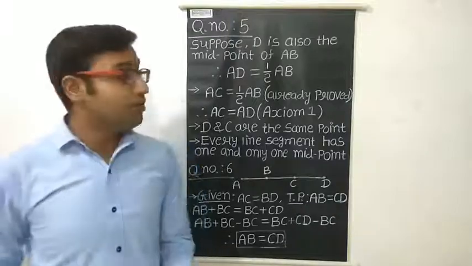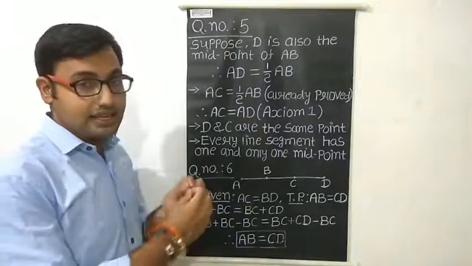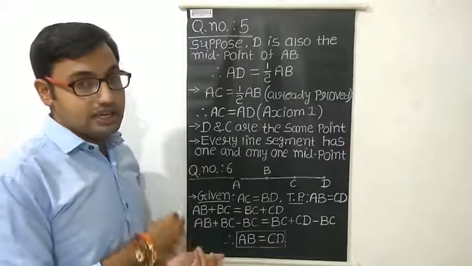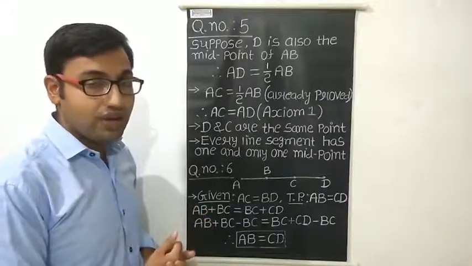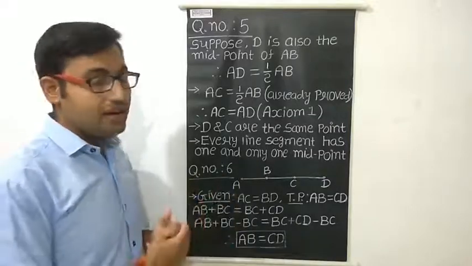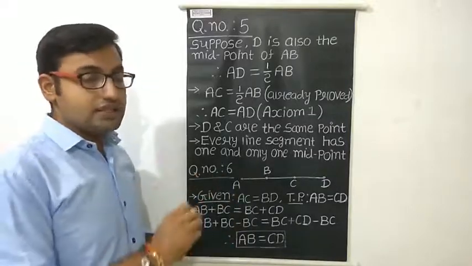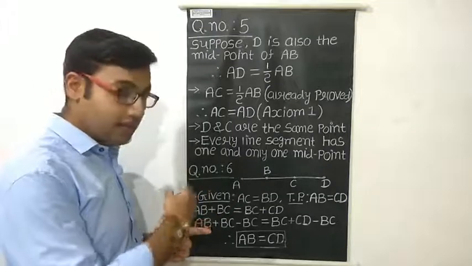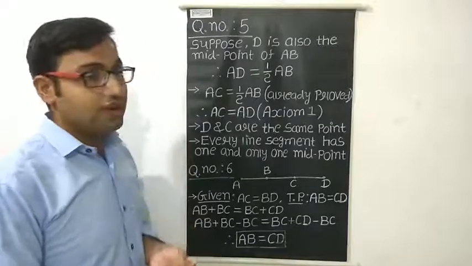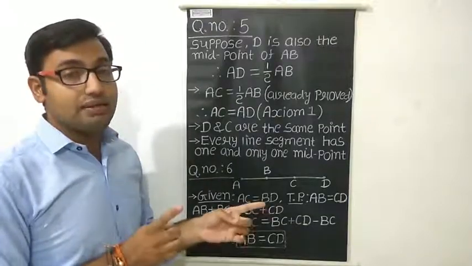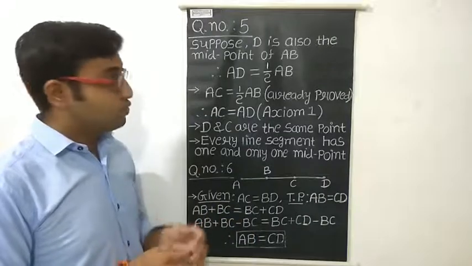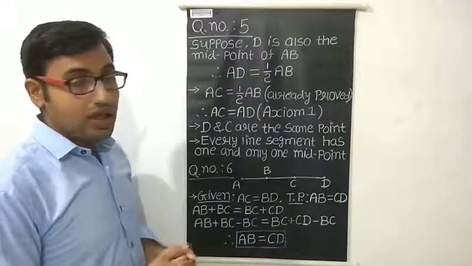Okay, so we are given in the question that there is a line segment AB. We proved in question number 4 that AC is equal to 1 half of AB. That means C is the midpoint of line segment AB. C is equidistant from point A and from point B, right? So in this question we have to prove that every line segment has one and only one midpoint, right? So to prove that, how can we prove that?